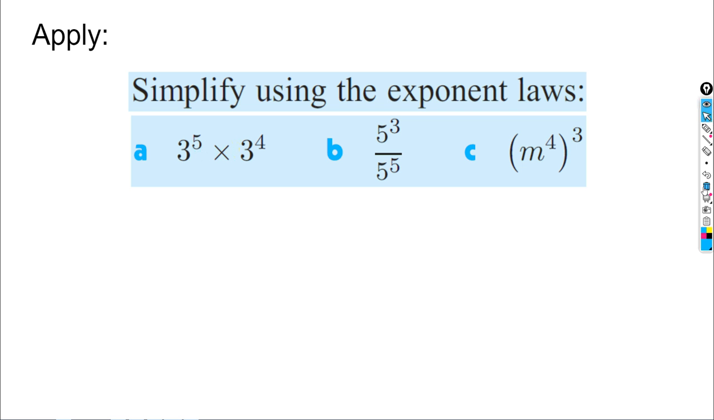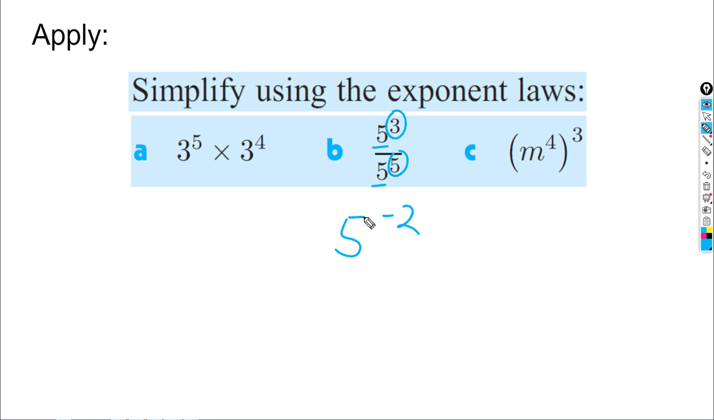Let's look at the second example here. This time we're dividing. Well, if the rule previously said we could add when we are multiplying and the bases are the same, here we have 5's being divided, so with our exponents we should subtract. Okay, well if we subtract, we have a power of 3 and a power of 5. 3 minus 5 gives us -2. So we have 5 to the -2nd. Well, this raises another question. What does it mean to have a negative exponent?